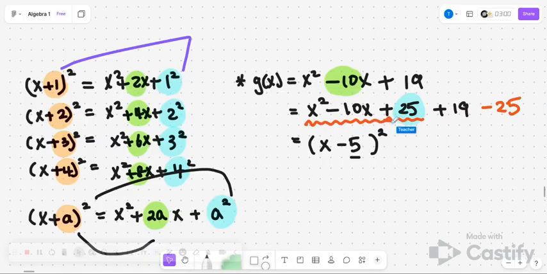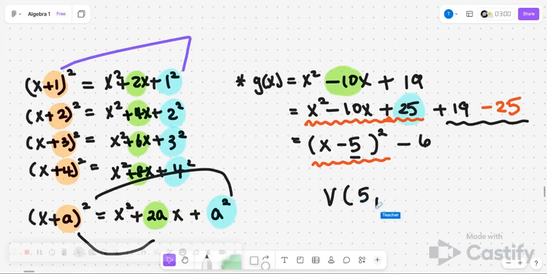So now this part is going to be x minus 5, the entire thing squared. And now simplify the rest. 19 minus 25, which is -6. So if you have this vertex form, then you can just find the vertex right away, which is 5 and -6. Compared to the standard form, it's hard to find the vertex right away.